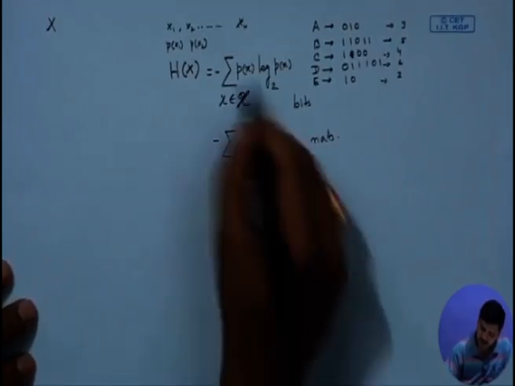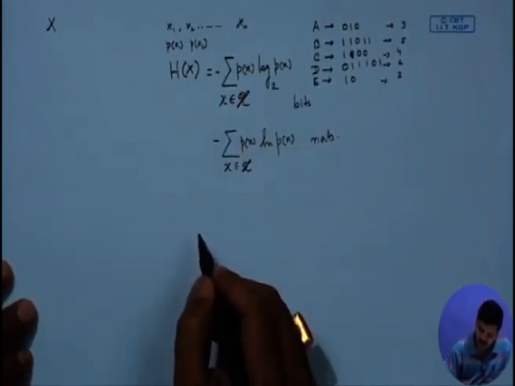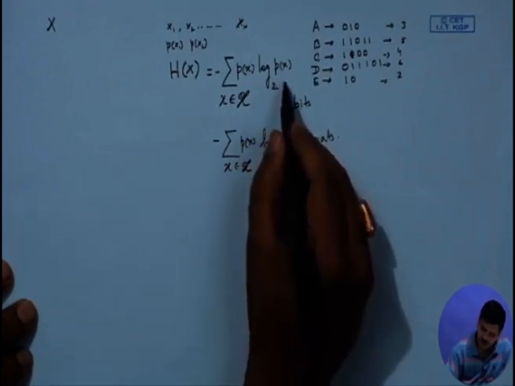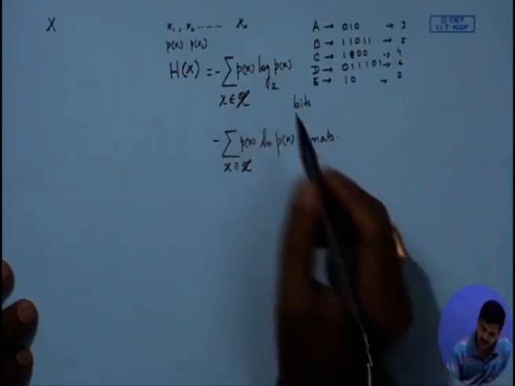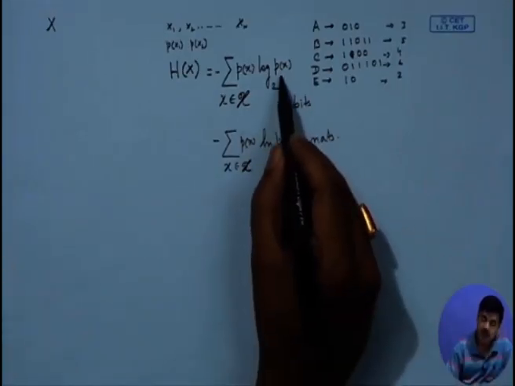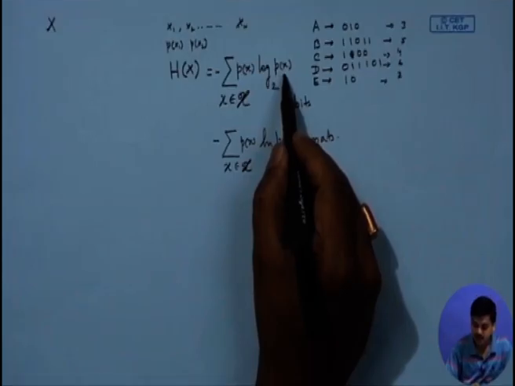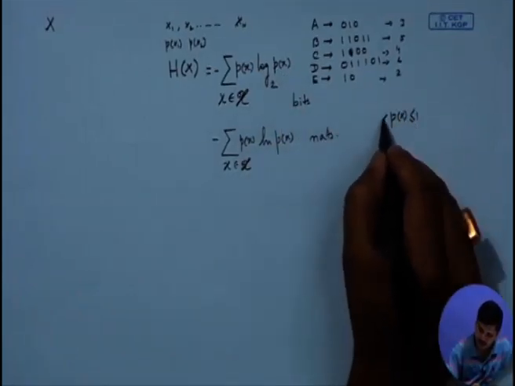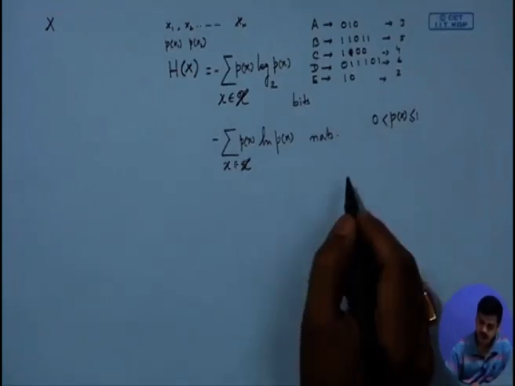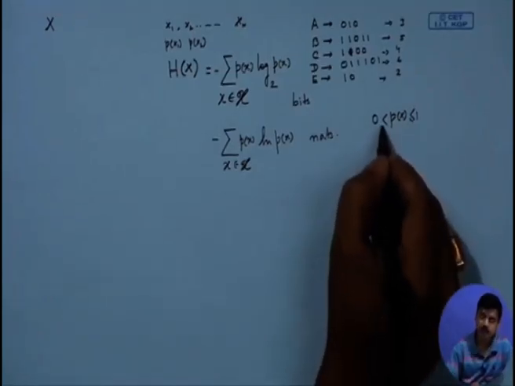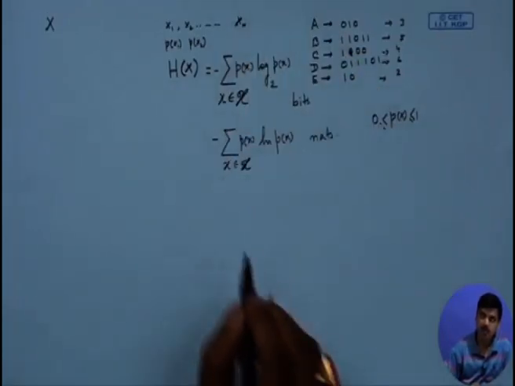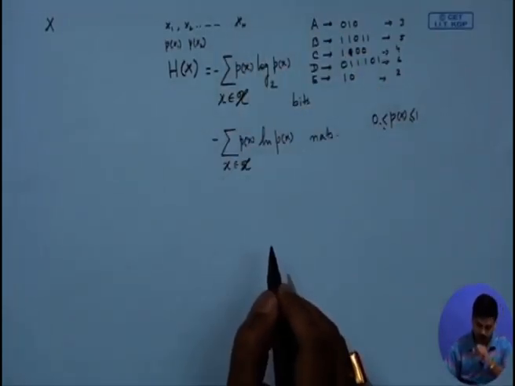In either case, we are taking p of x greater than or equal to 0, and rather we would be interested in the case where p is greater than 0, and since it is a probability, this number is less than 1. So, p of x lies between 0 and 1. You could include the equal to, but we would prefer not to, because p of x equal to 0 means that it does not occur, so it is not part of the alphabet.